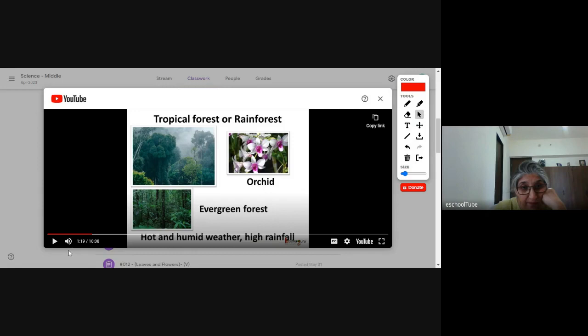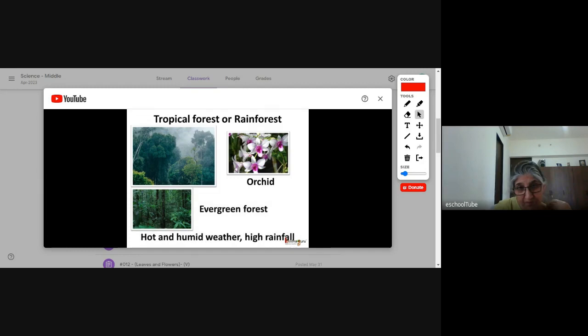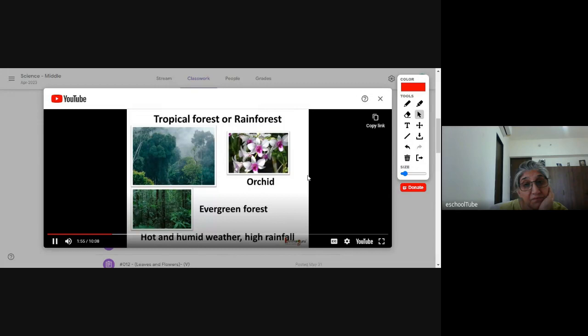But all the forests are not the same. In the tropical regions near the equator, there are rainforests. It is called the rainforest because it receives very heavy rainfall, more than 200 centimeters yearly. Also, the climate is very hot and wet. Generally, the temperature is between 20 to 25 degrees Celsius. It is full of evergreen trees and orchid flowers.